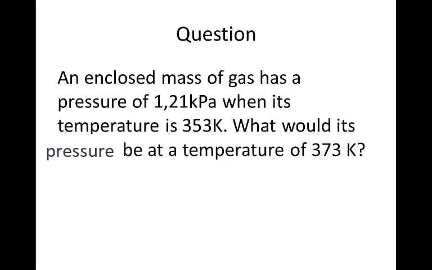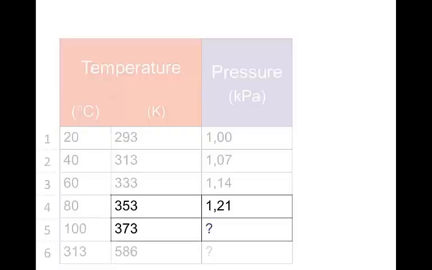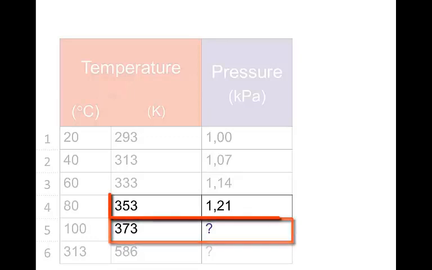So let's use this equation to solve for an unknown value. Let's put the question in words. An enclosed mass of gas has a pressure of 1,21 kilopascals when its temperature is 353 Kelvin. What would its pressure be at a temperature of 373 Kelvin? Here we have that same question, but in the table and with the unknown value as a question mark. Notice we have a question state and a comparison state.